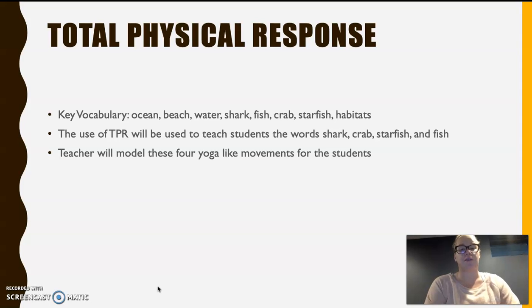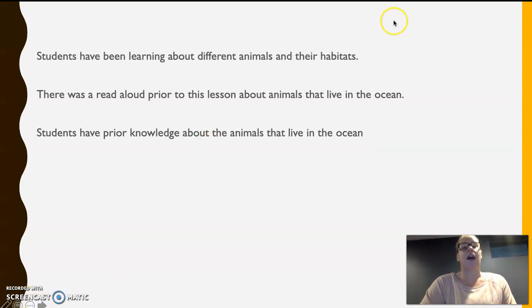So teachers, which is me, I taught this lesson right before school went to online learning. So I modeled these yoga positions for the students, and it was really interesting. It was awesome, actually. Students have been learning about different animals and their habitats. And the day prior to this lesson, I had read a book to the students about animals that live in the ocean. So they do have some prior knowledge about animals that live in the ocean.